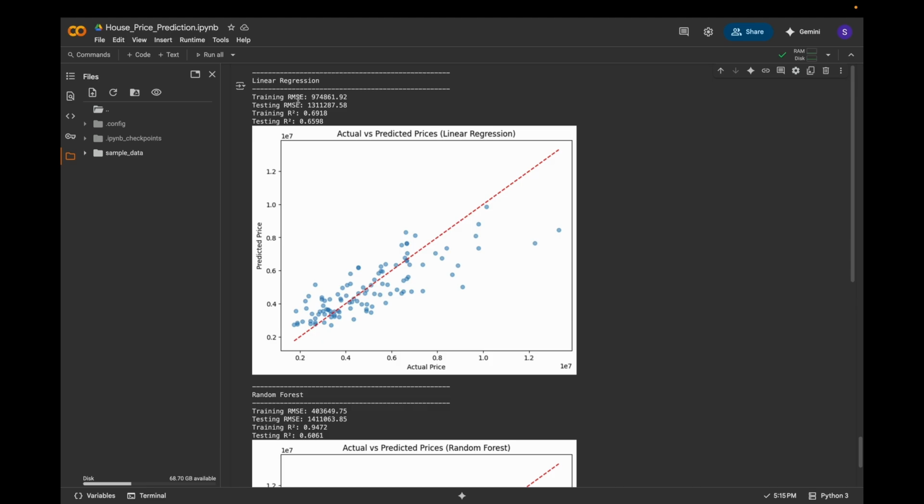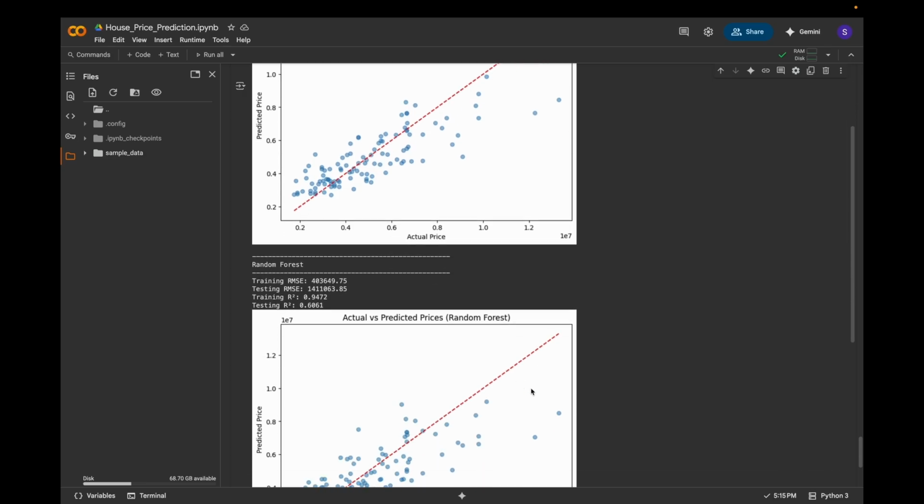Training RMSE is equal to 974,861. Testing RMSE is equal to 1.3 million. Training R squared is equal to 0.69. Testing R squared is equal to 0.65. Here's the scatter plot, as the majority of the dots are scattered along the diagonal line, however with a few exceptions.